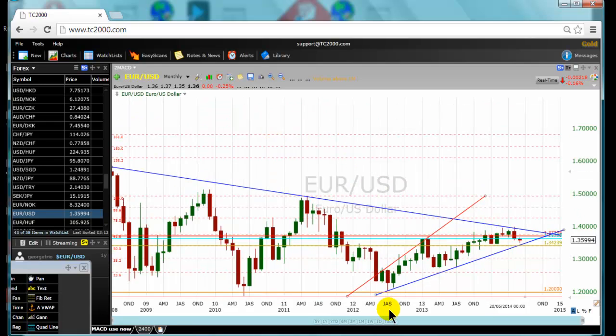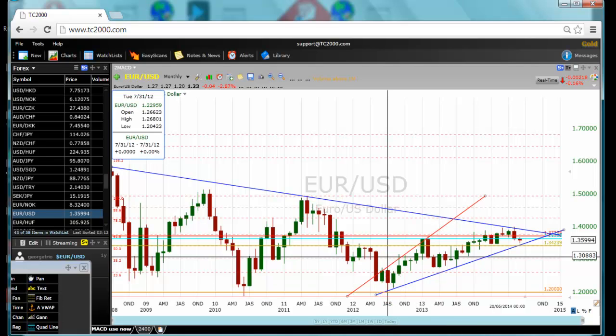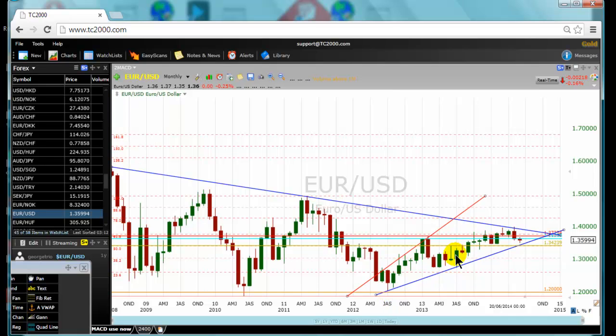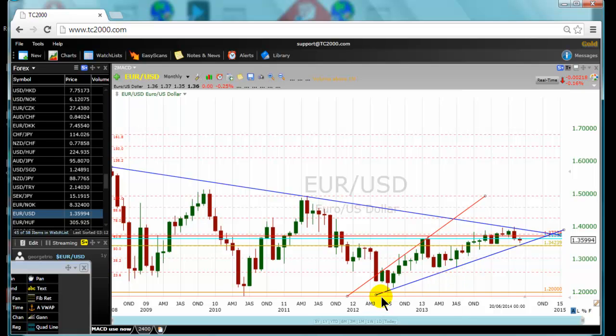On this monthly chart, joining this point where my cursor is, the low of this candle, the month of July 2012, and the low of July 2013, we have this blue trend line here, the rising one. So the market pattern is bullish on the monthly chart.